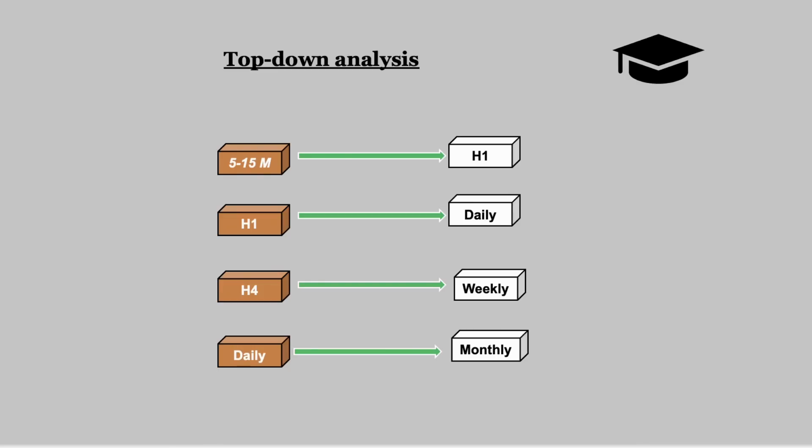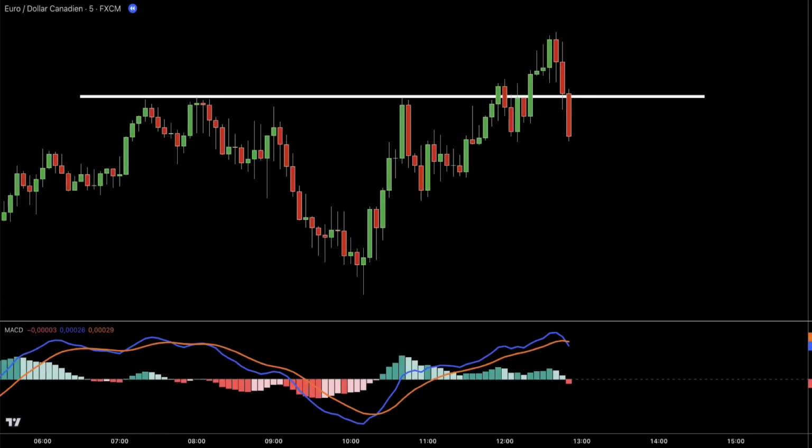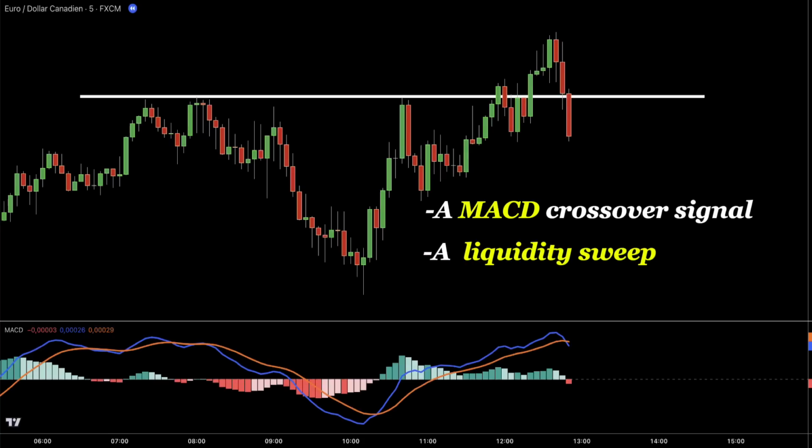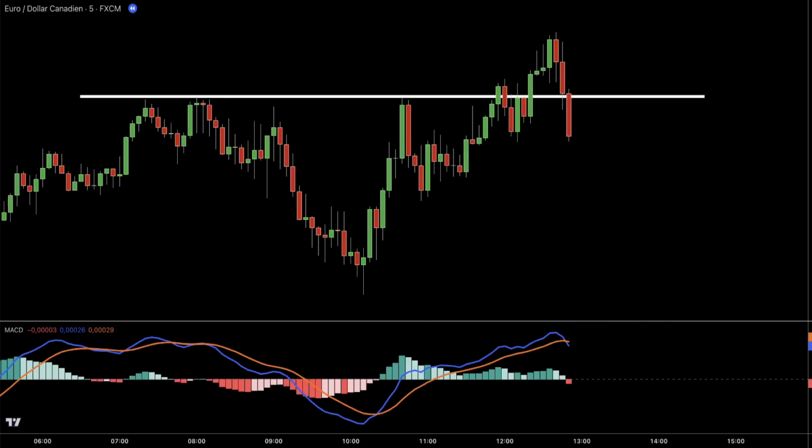This simple process ensures you're trading in line with the bigger picture and helps you avoid setups that clash with higher time frame trends. When you align a liquidity sweep, a MACD crossover, and a higher time frame trend, you're trading with precision and confidence, just like the pros. Let's walk through a complete trade example to see how we can combine a MACD crossover signal, a liquidity sweep, and top-down analysis for a high probability setup.